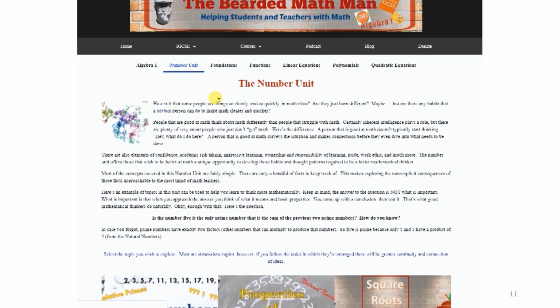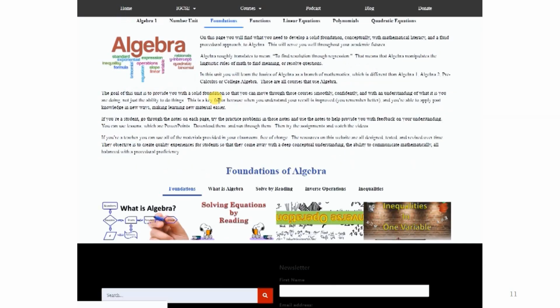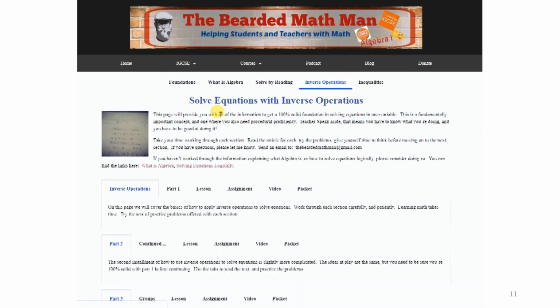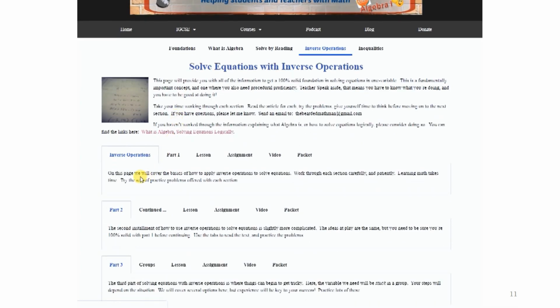Right now we're in the foundations unit, and that's where we're learning how algebra works, what algebra really is. Not algebra the class, but algebra the branch of math. And we're learning about inverse operations. We're learning how to solve stuff, right?